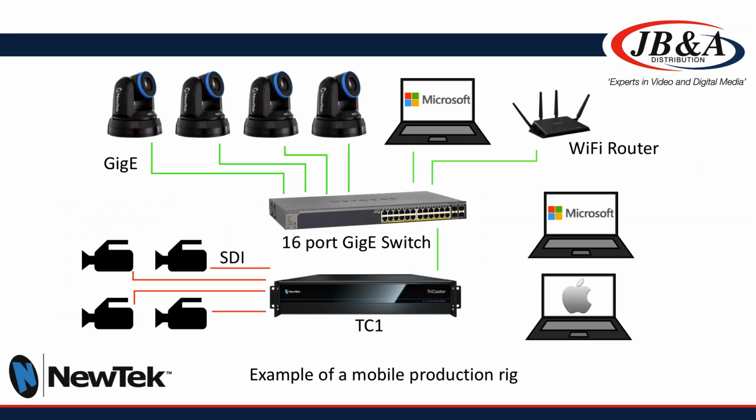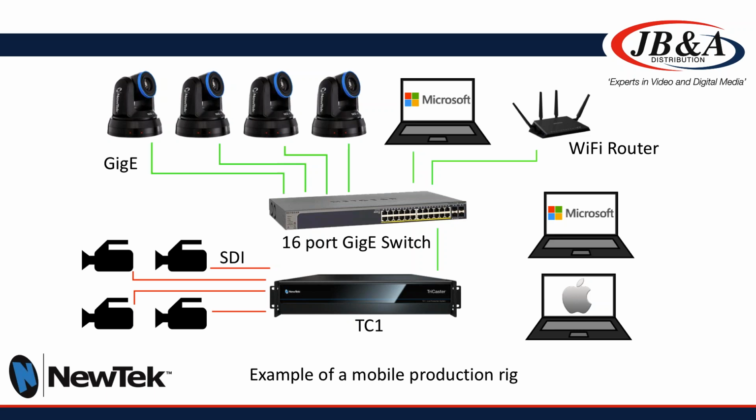This next slide, I really wanted to put something together as to what would be required in a small mobile production rig. So at the heart of it, I've got the NewTek TC1. And of course, I still have SDI cameras available to me. So there are 4 SDI inputs into the TC1. So those cameras can connect through traditional baseband video. But I've also incorporated a 16-port GigE switch. And this is where it suddenly starts expanding. This is where I can really open up my production workflow.